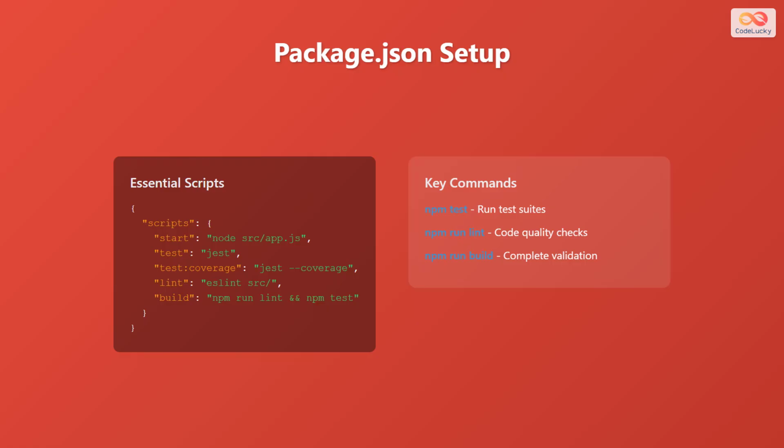The package.json file plays a crucial role in CI/CD. You can define essential scripts that automate various tasks. These scripts include start, which initiates the application, test, which runs the test suites, test:coverage, which calculates test coverage, lint, which performs code quality checks, and build, which executes the complete validation process by running linting and tests. Key commands include npm test to run the test suites, npm run lint to check code quality, and npm run build to perform a complete validation.